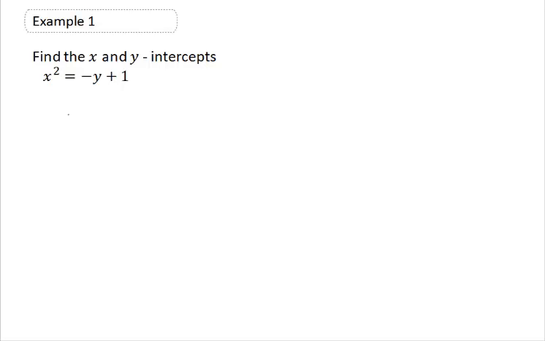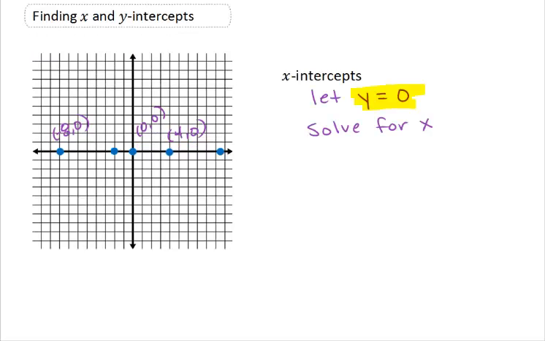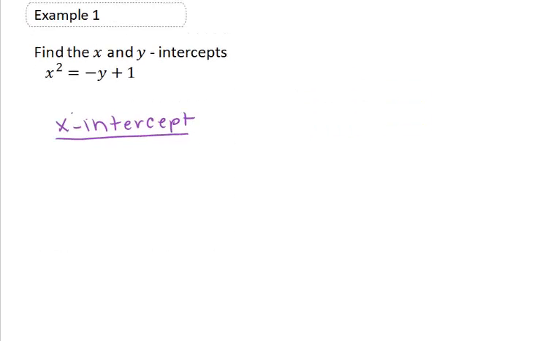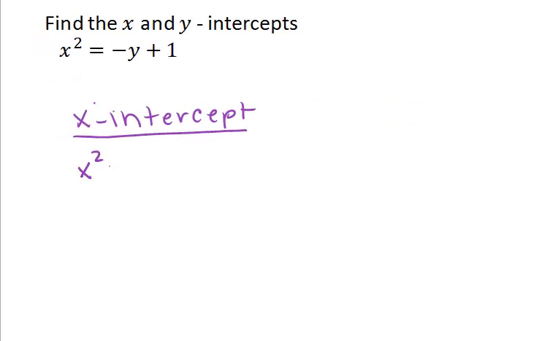Example 1. x squared is equal to negative y plus 1. In this example, we want to find our x and our y-intercept. So let's start by finding the x-intercept. We just learned that we find the x-intercept by letting our y value be 0. So I have x squared is equal to negative, and instead of my y value, I substitute in 0, plus 1. That gives me x squared is equal to 1.